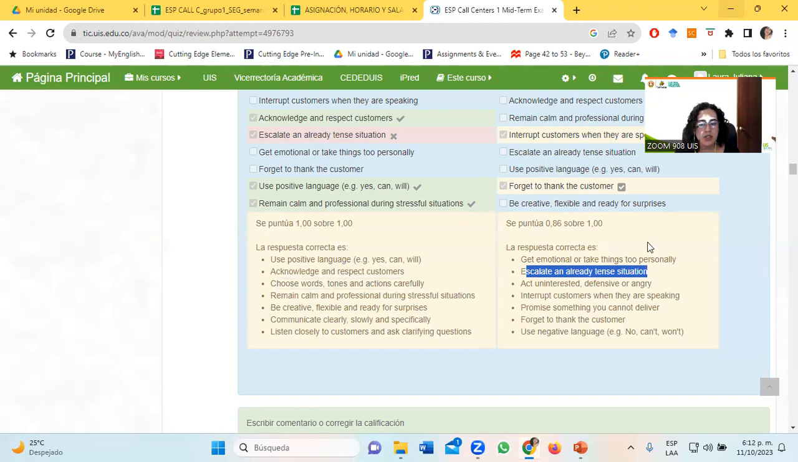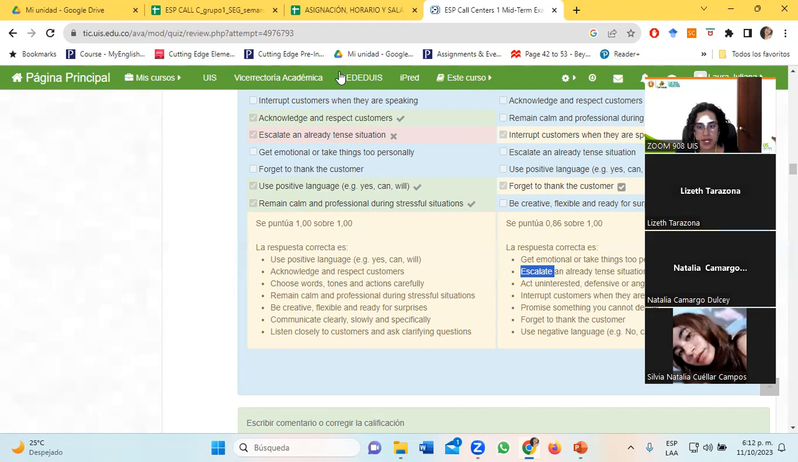Don't escalate an already tense situation. Escalate in this case is not only to transfer the call to my supervisor. It is when the customer is tense and you start maybe raising your tone of voice at them, or speaking in a language that is not the most polite, or you get a little bit angry. So the situation is tense, it's difficult. You need to try to bring it down, or calm it down and not escalate it any further, all right?